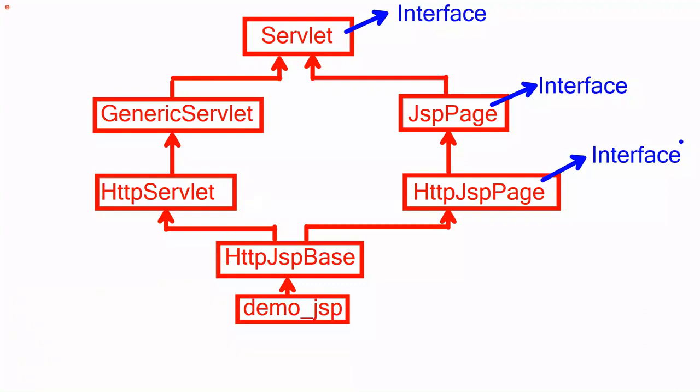GenericServlet is a class, HttpServlet is a class, HttpJspBase is a class, demo_jsp is a class. You can call it multi-path inheritance, and you can call it hybrid inheritance. More than one path is multi-path. More than one form combined, here two or three forms, that is the reason for hybrid. Both are right.